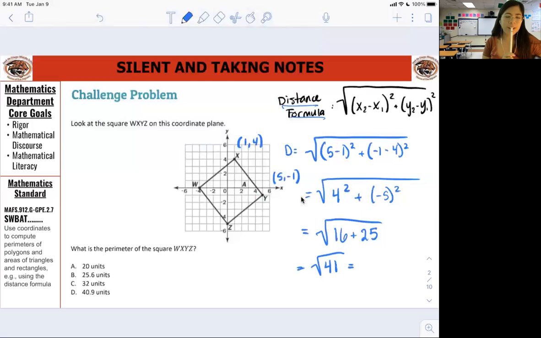Use your calculator. There's a square root button. 6.40312427. That's enough. Okay, so it's B. So it's 6.4-ish. And then how do I get the area? Oh, sorry, it's the perimeter. You're right. The perimeter. 6.4 times 4. Multiply by 4, so it's B. I was right.